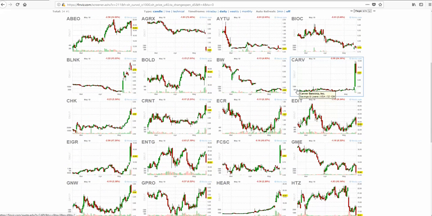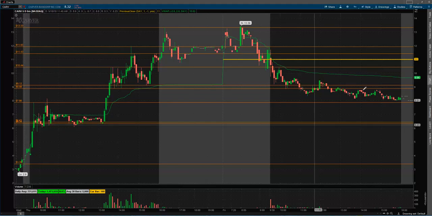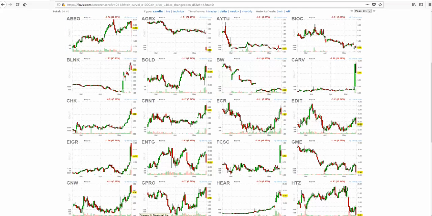You know, let's say tomorrow, hypothetically, it gets above 912 and it can hold 912, then you can go short risking 912, because you think, hey, it may go up to this next consolidation level, $10, because it's a low float stock and it's a low market cap.